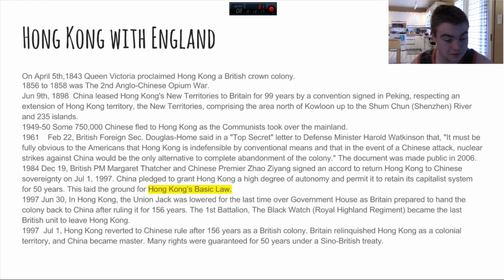1949 to 1950, some 750,000 Chinese fled to Hong Kong as the communists took over the mainland. Yes, China is communist. So just wrap your mind around that for a minute.